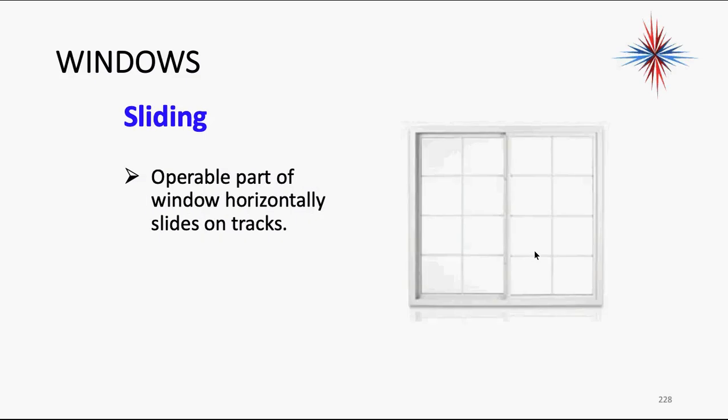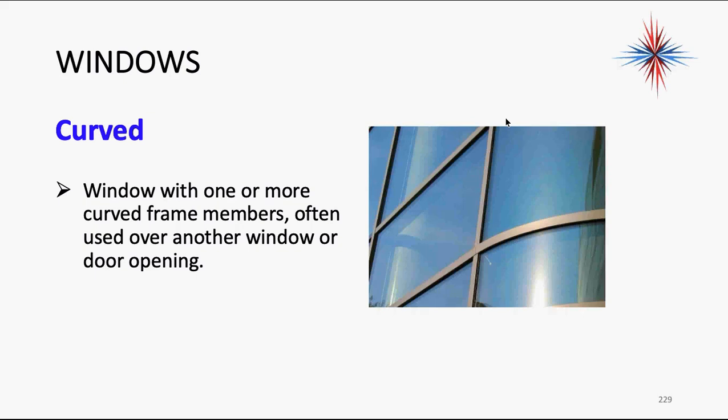Sliding windows slide horizontally on tracks. By the way, the sliding patio doors are just larger versions of these. Sliding patio doors that are all glass are a larger version of these, horizontally on tracks. Curved, you don't see these in residential as much, but one or more curved frame members. It's often used over another window or door opening.